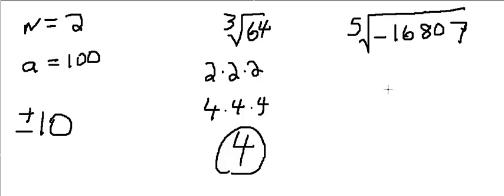Okay. This next one, they literally tell you to put it in your calculator. I can't do that in my head. You want to know what times what is 16,807? Well, I don't know. You could guess. You could just keep trying numbers, but you'd have to multiply a number 5 times to get that answer. You don't want to guess. You want to plug this in your calculator.